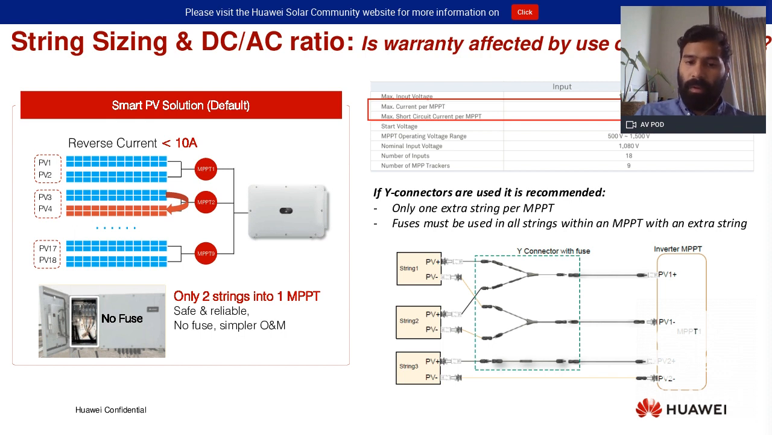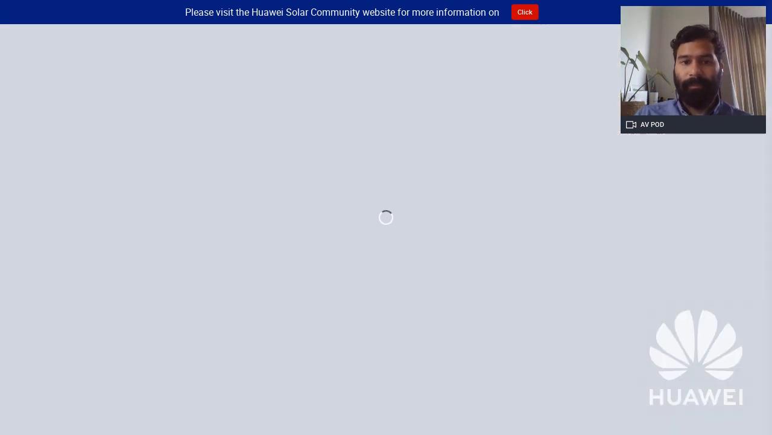Also, if you use Y connectors, we recommend that you use fuses. As you know, by default, with 2 strings, you are not required to use fuses because the reverse current of one string will be the same as the other one. But if you add one extra string, you will need to put fuses on those 3 strings in that MPPT. But the rest of the strings in other MPPTs that don't have a Y connector can remain without fuses because the MPPTs are independent from each other.